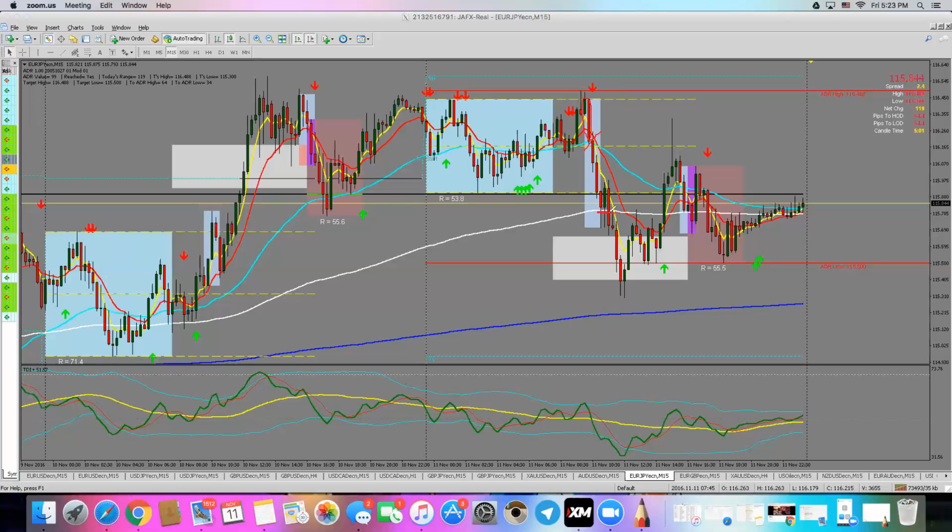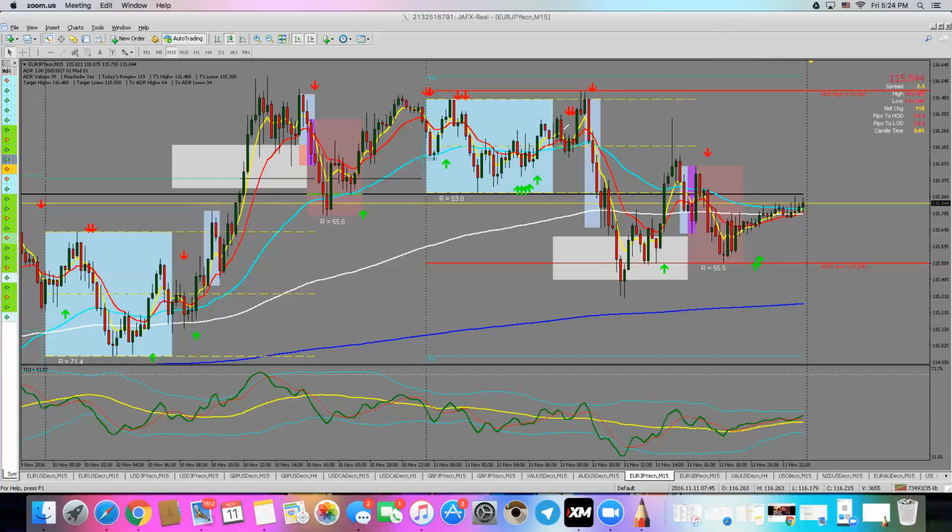Your take profit would be at the Mayo, or your second take profit could be at the ADR low. Third take profit would be here. That's how it works in this situation. Okay.